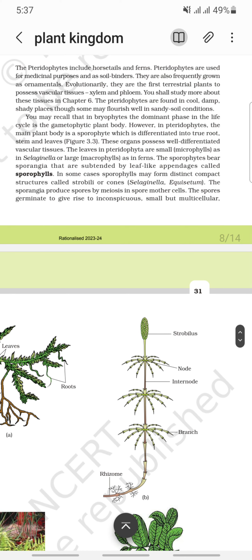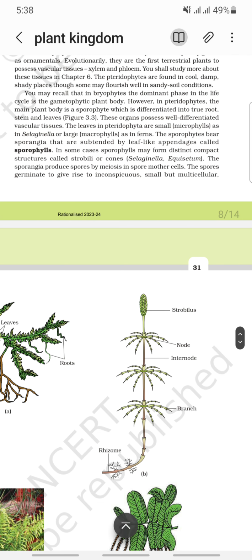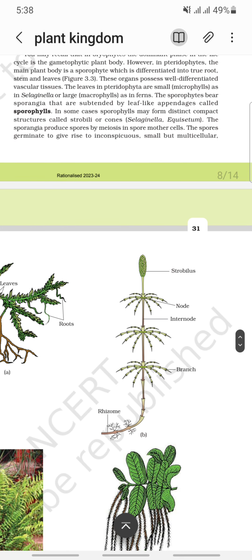You may recall that in bryophytes, the dominant phase in the life cycle is the gametophytic plant body. However, in pteridophytes, the main plant body is a sporophyte, which is differentiated into true roots, stem and leaves. These organs possess well-differentiated vascular tissue. The leaves in pteridophytes are small microphylls, as in Selaginella, or large macrophylls, as in ferns. The sporophytes bear sporangia that are subtended by leaf-like appendages called sporophylls. In some cases, sporophylls may form distinct compact structures called strobili or cones.